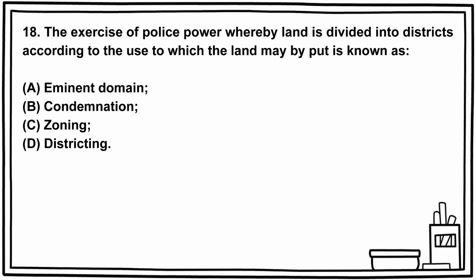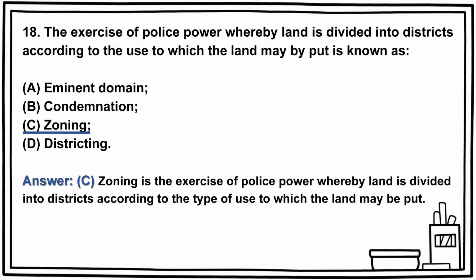18. The exercise of police power whereby land is divided into districts according to the use to which the land may be put is known as: A. Eminent domain. B. Condemnation. C. Zoning. D. Districting. Answer: C. Zoning is the exercise of police power whereby land is divided into districts according to the type of use to which the land may be put.